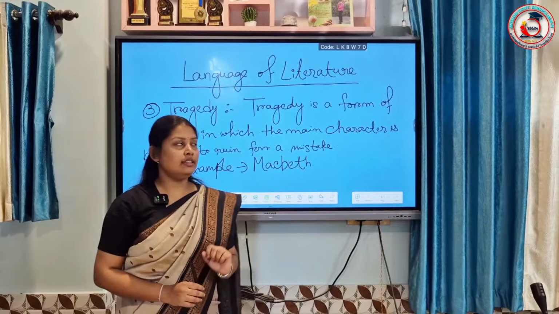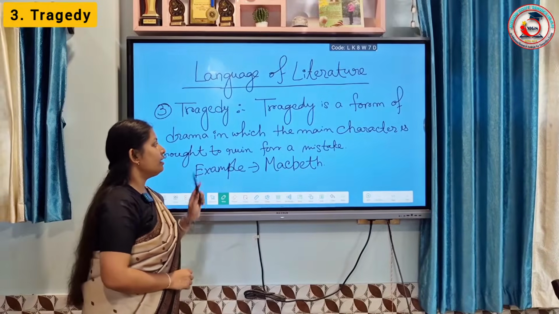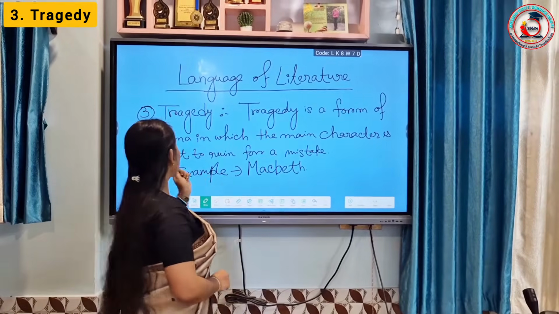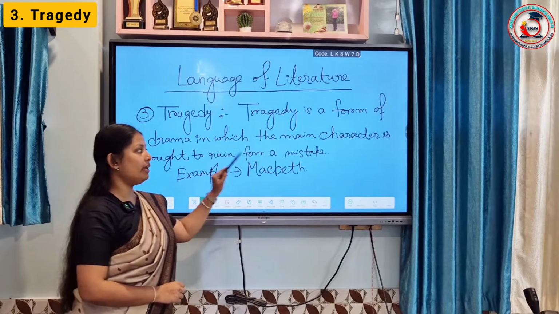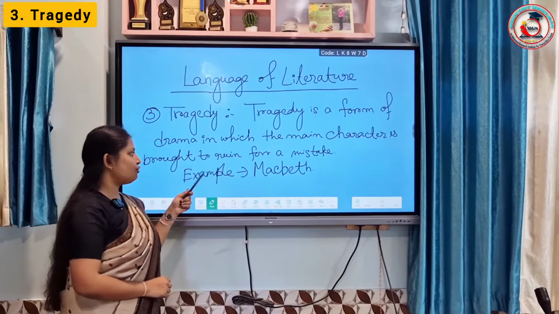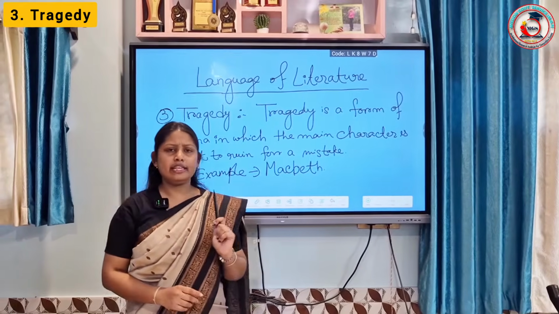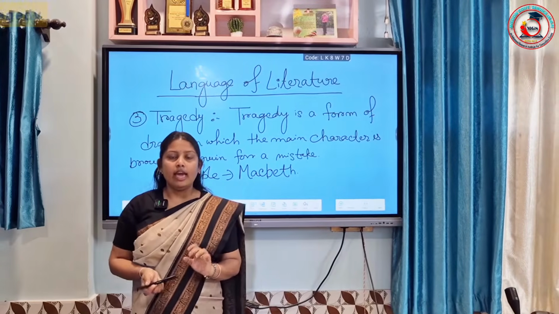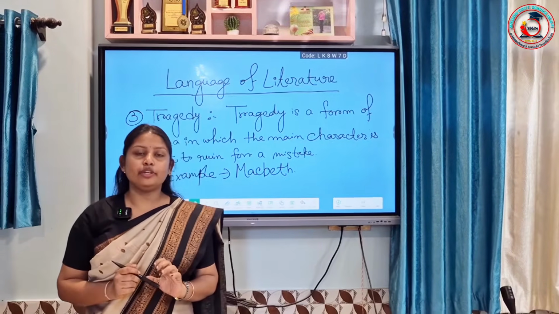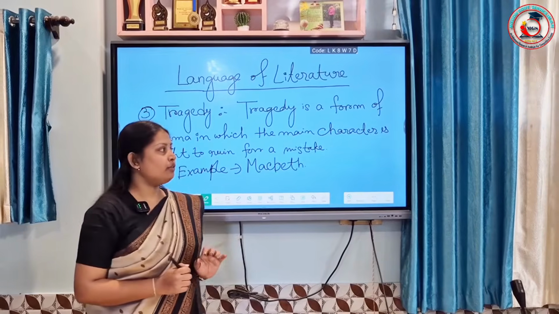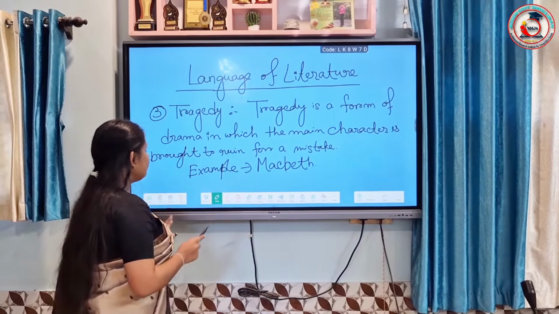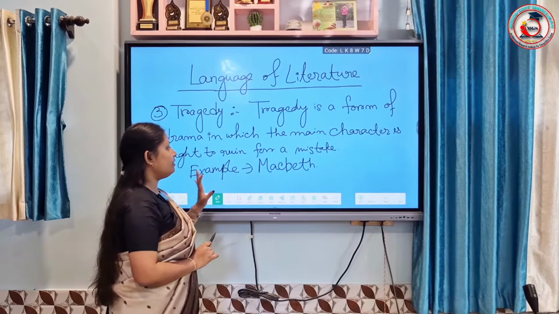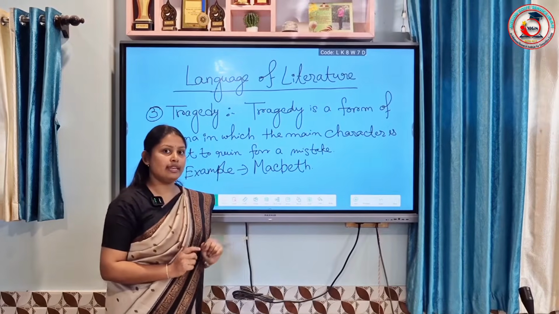So the third one is tragedy. And tragedy is a form of drama in which the main character is brought to ruin for a mistake, especially the consequence of tragic flaw and moral weakness. And it is a serious play with a sad ending. And we can see the use of tragedy in the drama Macbeth by Shakespeare.